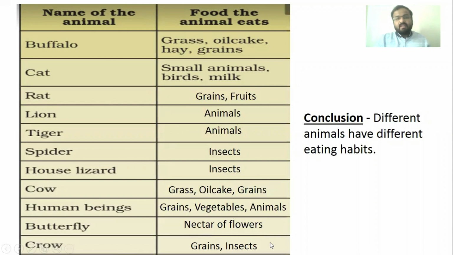So we have seen that different animals have different eating habits. Let's see the conclusion of this activity. We can conclude that different animals have different eating habits, so different animals eat different varieties of food. This was our conclusion of this activity.